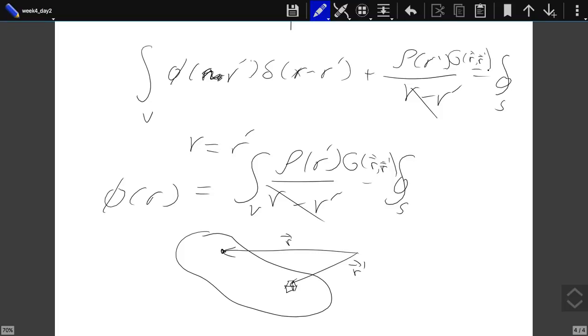Well, if you have a surface that is not in general 1 over r minus r prime. So basically, if we are setting r equal to r prime, then G diverges. So does this make any sense at all?